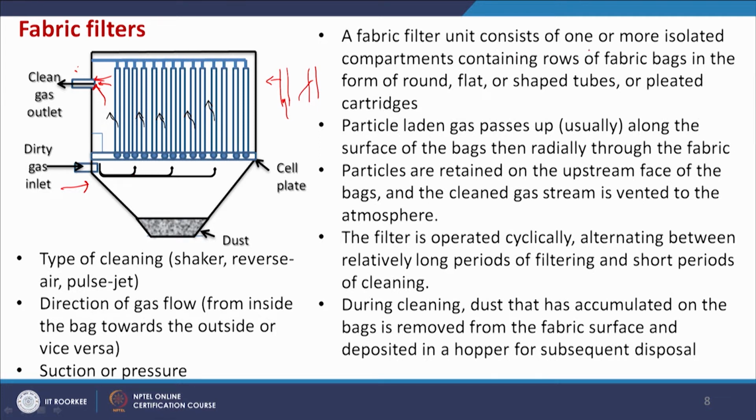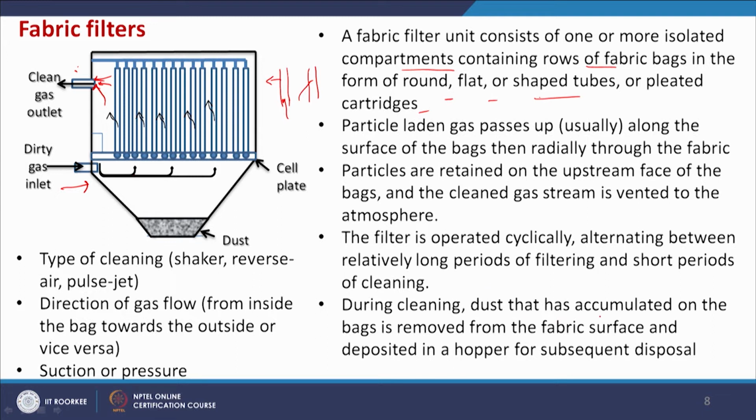A fabric filter unit consists of one or more isolated compartments containing rows of fabric bags, as shown in this figure, in the form of round, flat or shaped tubes or pleated cartridges. So, different types of arrangement can be used, and particle laden gas passes up along the surface of the bags, then radially through the fabric. Then particles are retained on the upstream face of the bags, and the cleaned gas stream is vented to the atmosphere, which we have just discussed. The filter is operated cyclically, alternating between relatively long periods of filtering and short periods of cleaning. So, there is a long on time and a small off time.